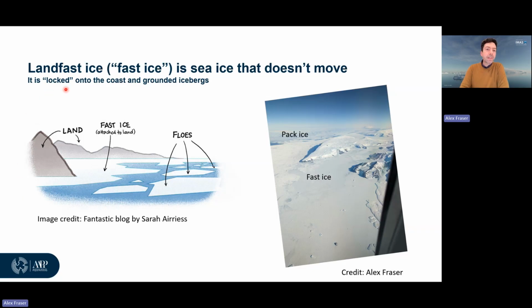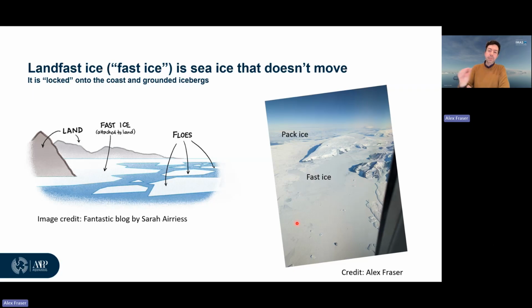So fast ice is locked onto the coast or grounded icebergs around the continent. And you can see it here in this great schematic by this fantastic blog I uncovered the other day. But here in this photo that I took a couple of years ago, what you can see here is these little dots. These are grounded icebergs. So these are icebergs that have calved from ice shelves, but they're deep enough to touch the bottom of the seafloor on the continental shelf around Antarctica.